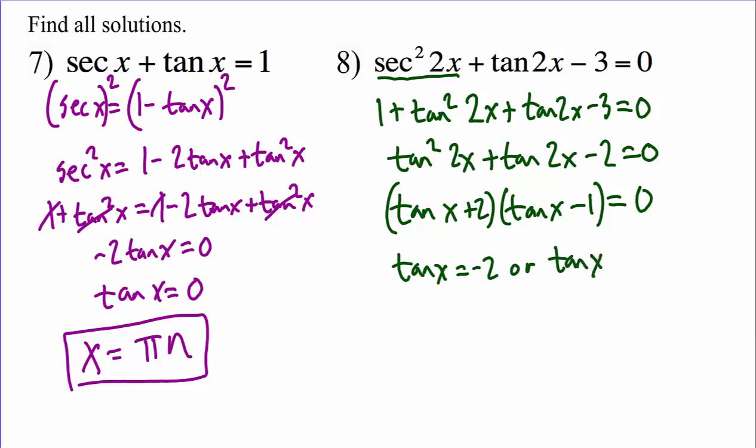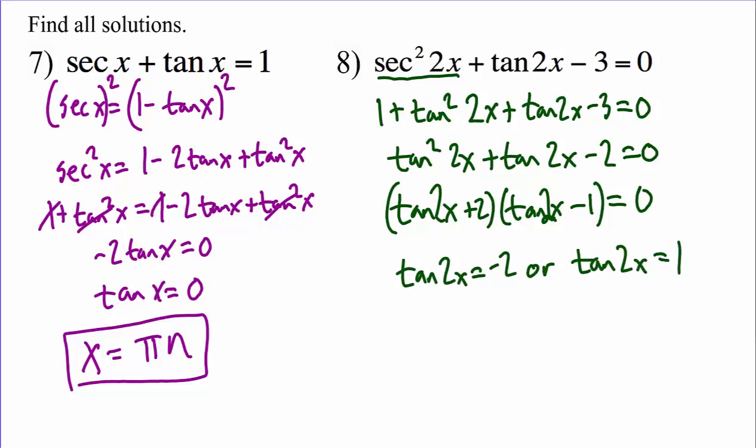And I made a mistake. I'm going to go back and fix that. I don't know if you guys caught that, but I left my 2 out of the angles. These are all 2x's, not x's. It happens to the best of us. It happens to me too sometimes. All right, so let's try that again. Tangent of 2x is -2, or tangent of 2x is equal to 1.